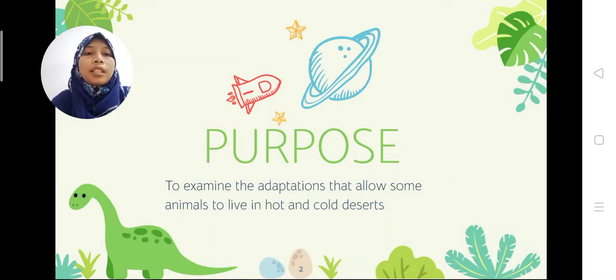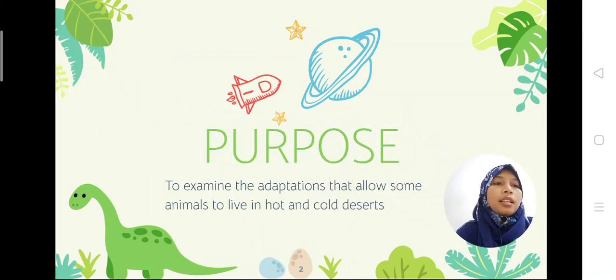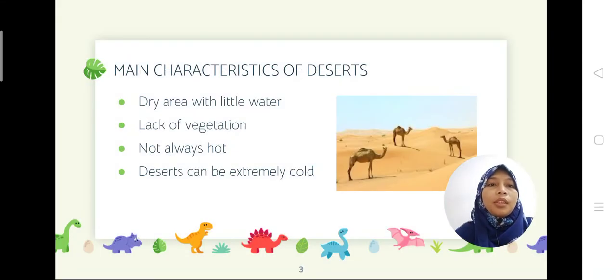First, the purpose of this study is to examine the adaptations that allow some animals to live in hot and cold deserts. So what does this animal do in order to survive in this extreme temperature? The main characteristic of deserts is that they are dry, with a lack of vegetation, which means a lack of plants. It is hard for plants to grow in the desert, and actually, desert is not always hot. There is a desert that can be extremely cold.